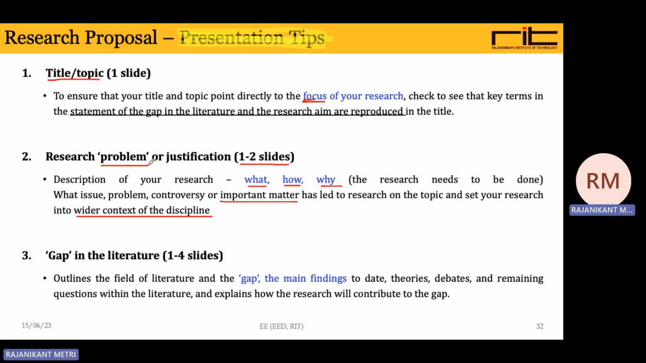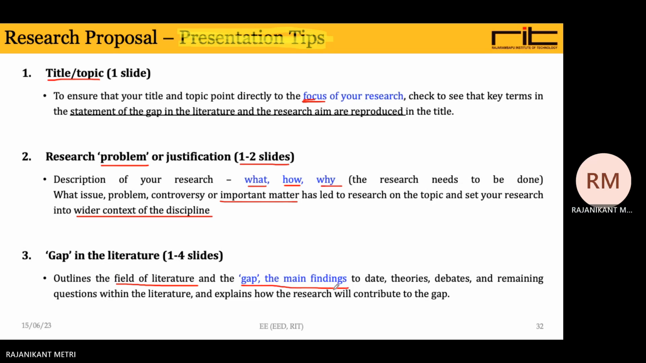Now next comes the gap. This outlines the field of literature, so you have to carry out the literature review. A researcher has already carried out a literature review while writing the research proposal, and from that the researcher has to summarize, either in terms of tables or pie charts or some visuals, and also find out the gaps, the main findings or main gaps within that existing literature.